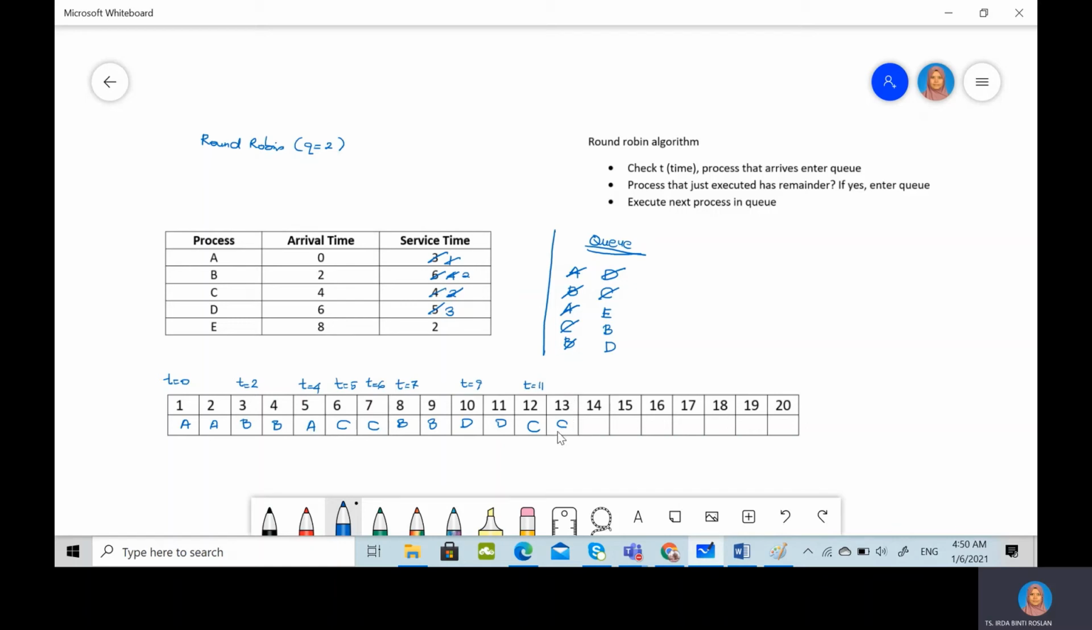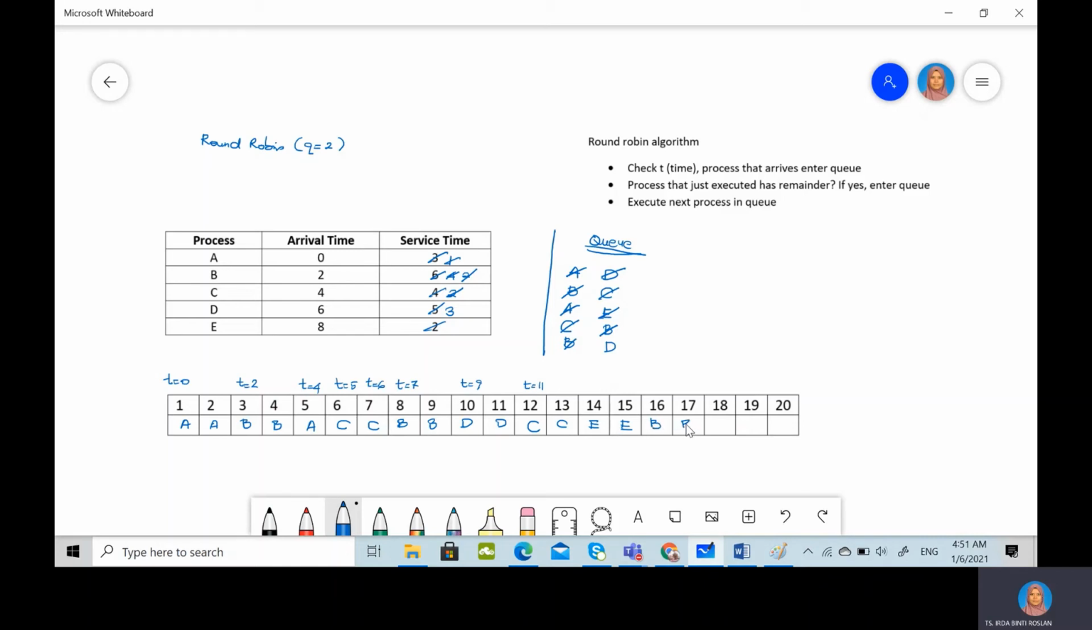Okay, next we run E. E has 2, so just finish it. E, E. It has no remainder. Continue executing B. B is already finished because there's no more remaining service time.